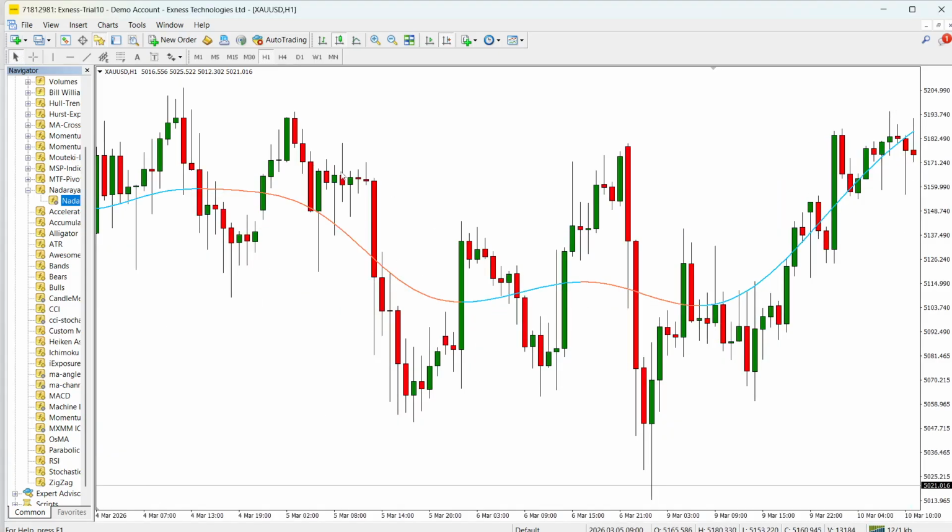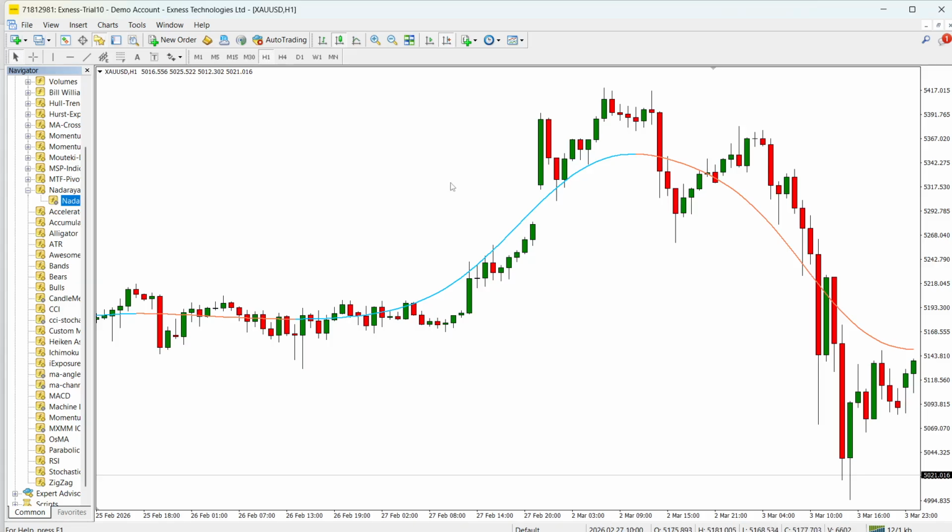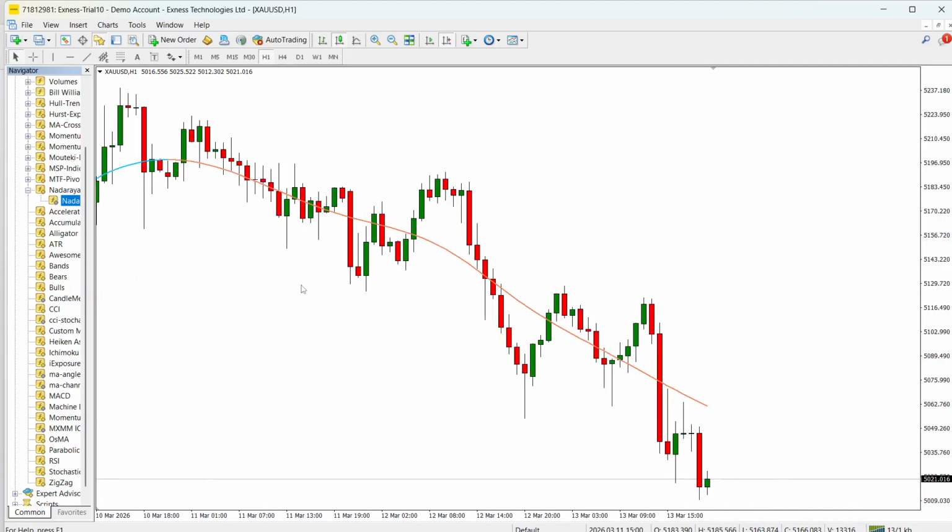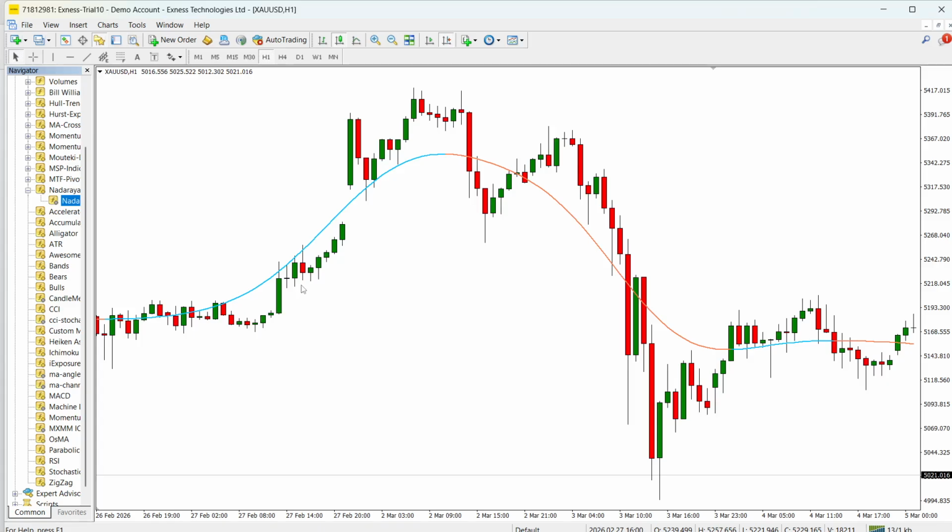You can also see there's a change in color in the line. I think the blue should mean a bullish condition and the red should mean a bearish condition. So the line is color coded.